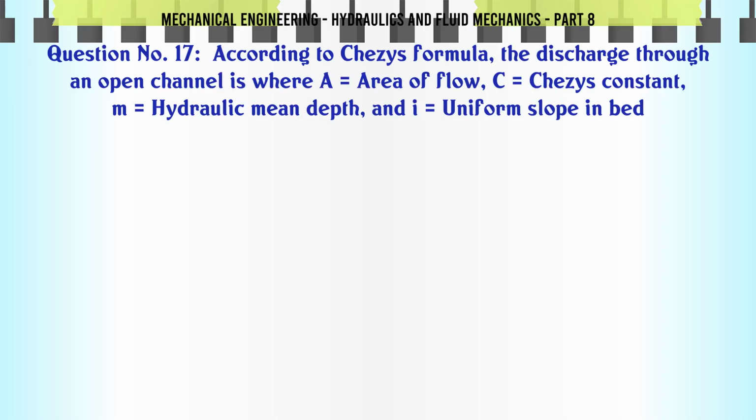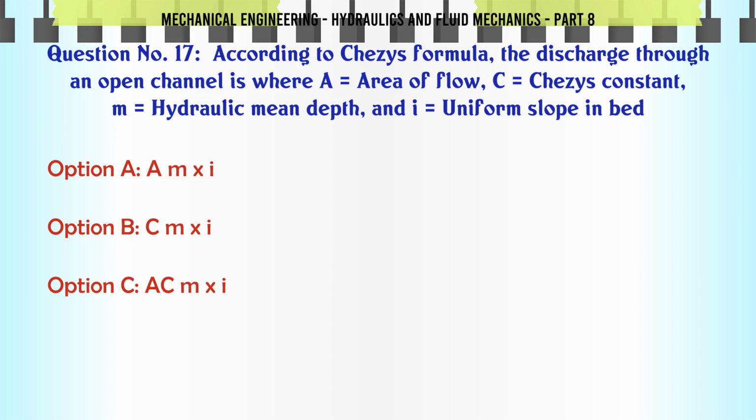According to Chezy's formula, the discharge through an open channel is, where A is the area of flow, C is Chezy's constant, M is the hydraulic mean depth, and I is the uniform slope in bed. A. A√(MI), B. C√(MI), C. AC√(MI), D. MEAXC.